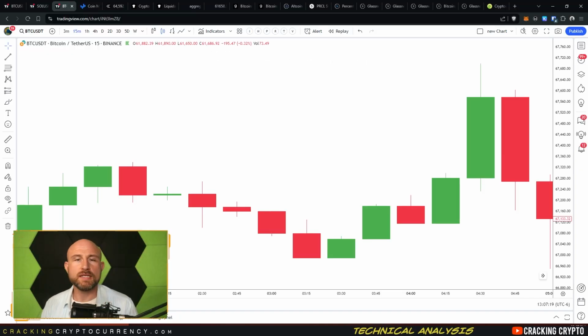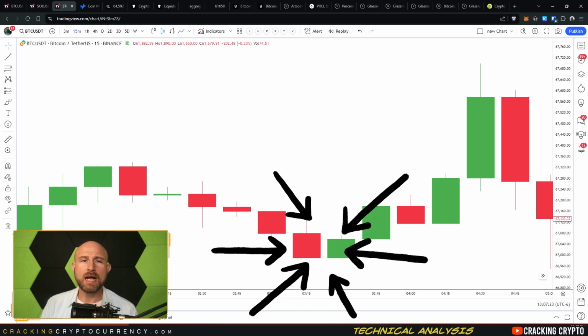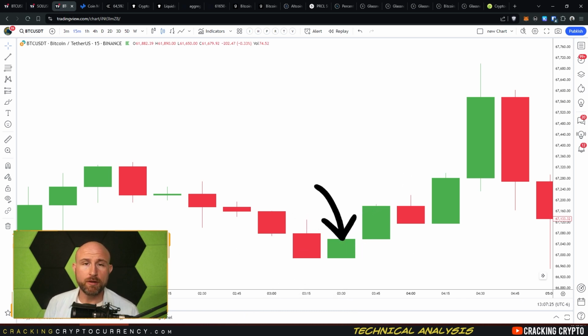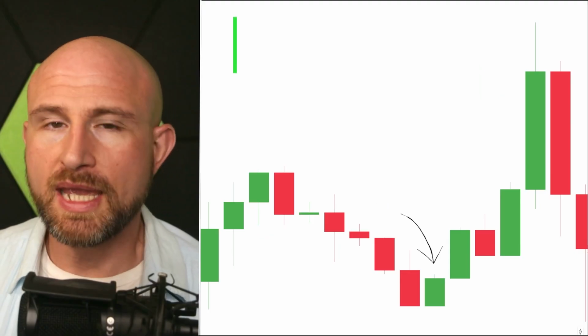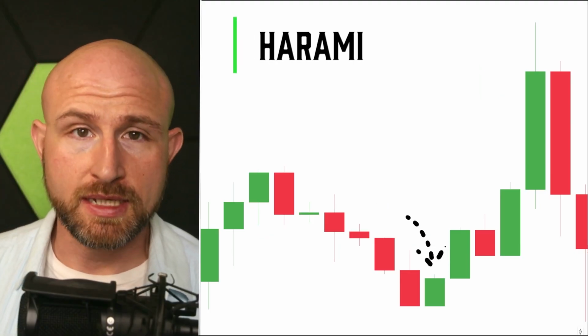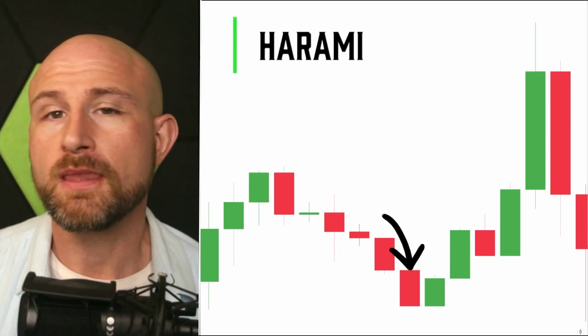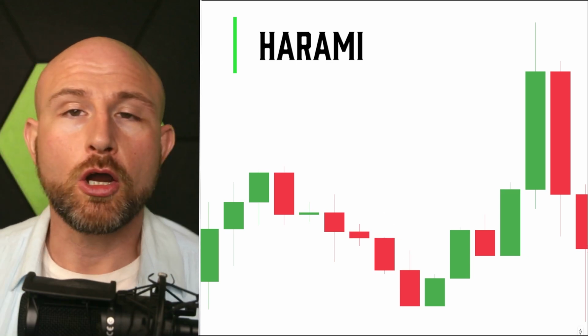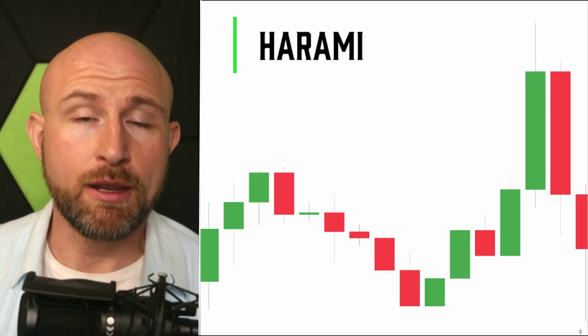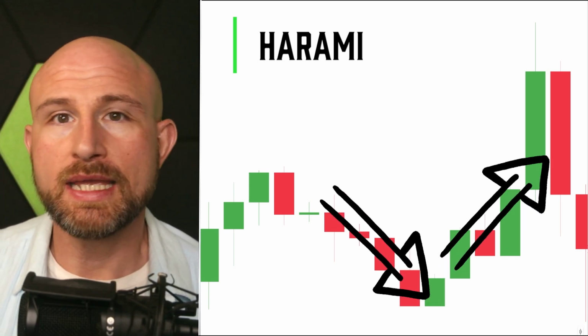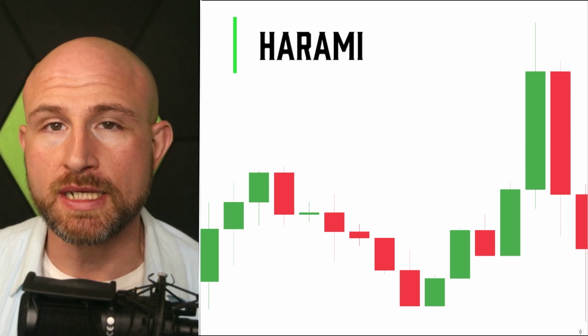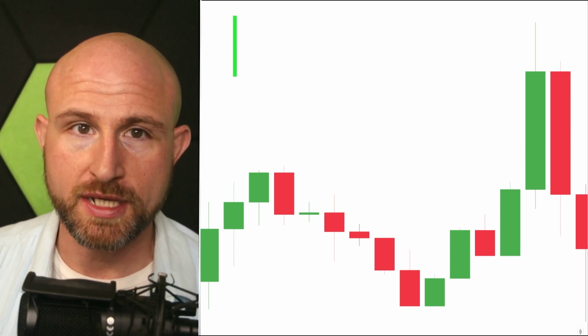The Harami is a two-candle pattern where the body of a small bullish or bearish candle, known as the child candle, is entirely within the previous larger bearish or bullish candle's body, known as the parent candle. The child candle is often opposite in color to the parent candle, but it doesn't have to be. A Harami is often considered a reversal pattern, so identifying what sort of trend it occurs in is critical for determining future price action.